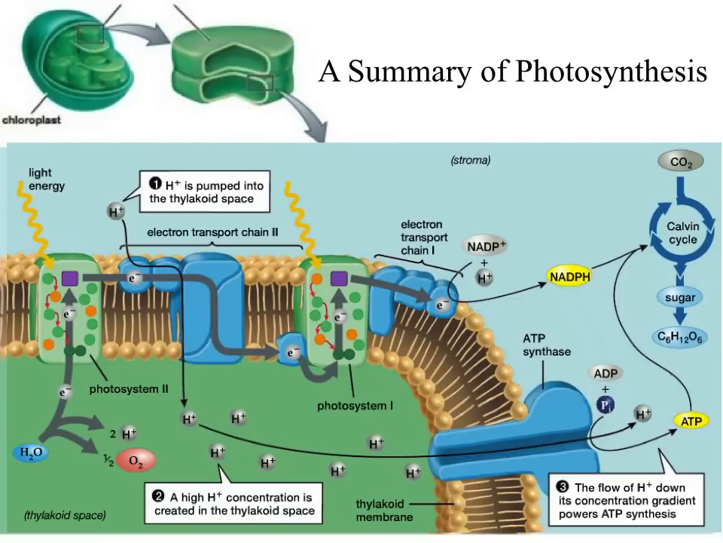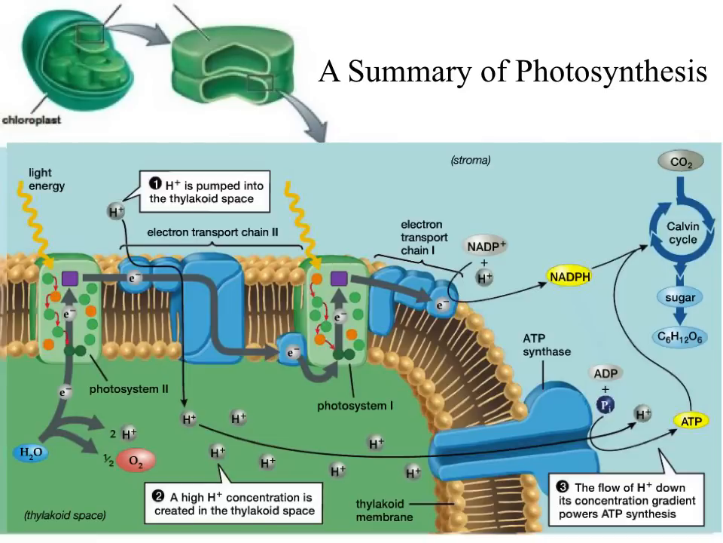Those electrons are put into photosystem 2, where chlorophyll absorbs light energy and transfers that energy into the electrons, and those electrons are energized and eventually move into what we call the primary electron acceptor, which is that little purple box. And from there, the electrons can move to the electron transport chain number 2.